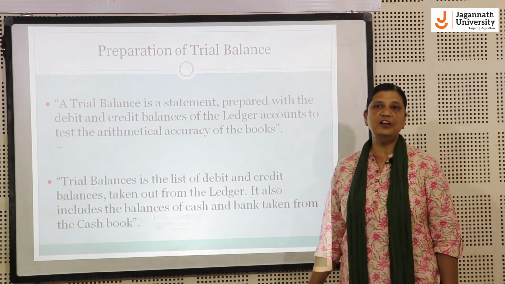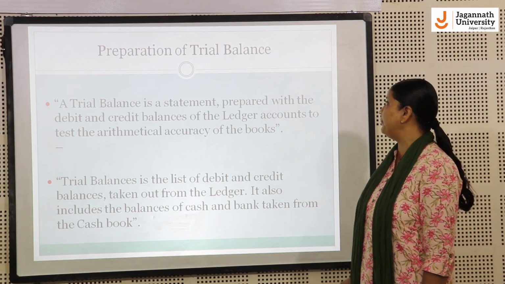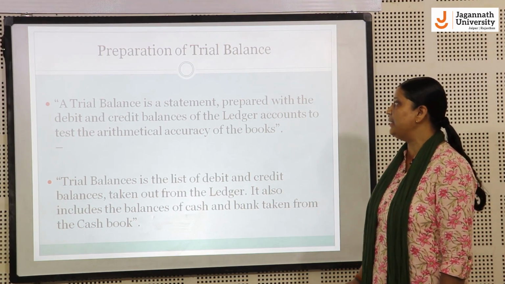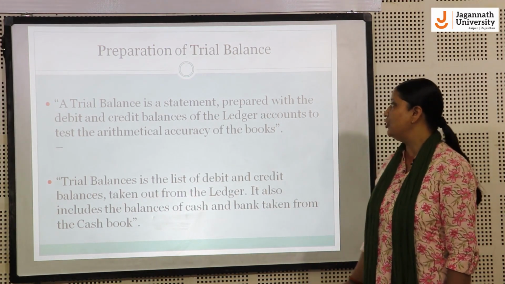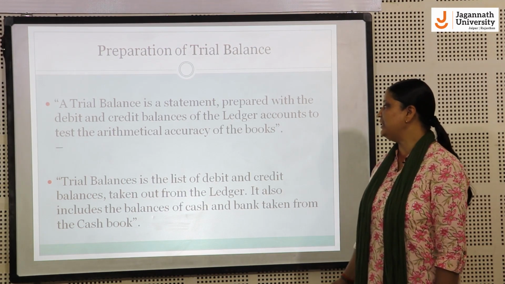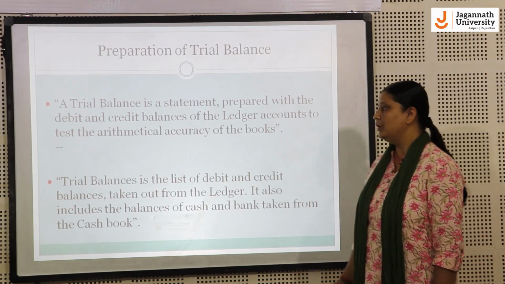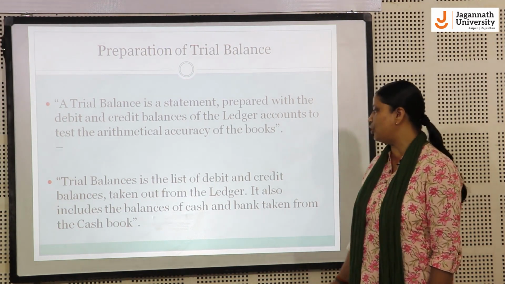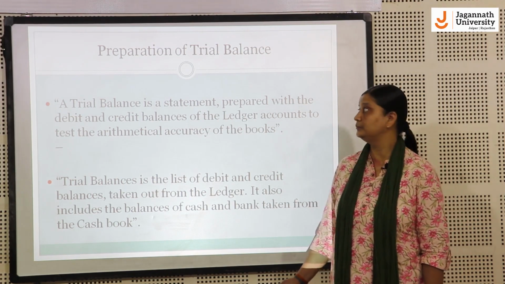After ledger posting, we usually prepare the trial balance. A trial balance is a statement prepared with the debit and credit balances of the ledger accounts to test the arithmetical accuracy of the books. Trial balance is the list of debit and credit balances taken out from the ledger. It also includes the balances of cash and bank taken from the cash book.